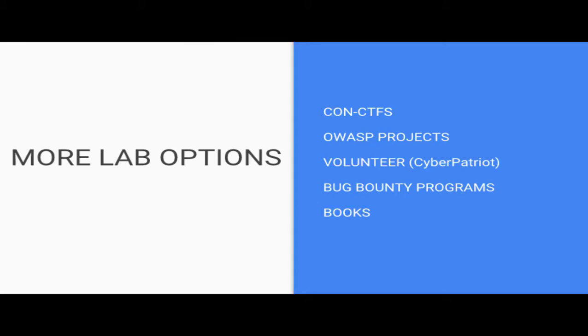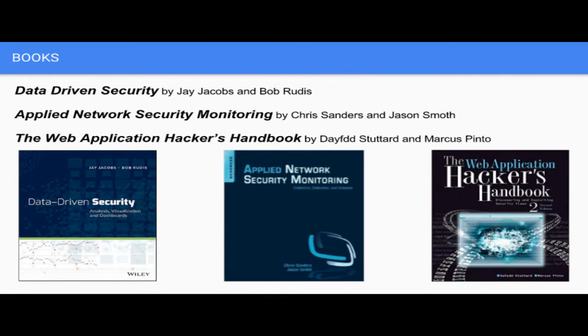So the final thing here is books. Books have been something that I've done a lot of, and these are 3 of the books that I've gone through. Data Driven Security by Jay Jacobs and Bob Rudis. Data is something that's becoming more and more prevalent, and having at least a basic understanding of metrics and how to interpret the information is going to be important, because it helps you make better decisions within security.